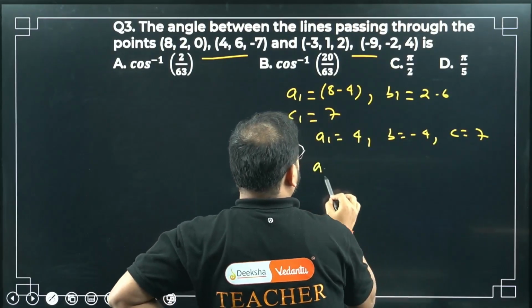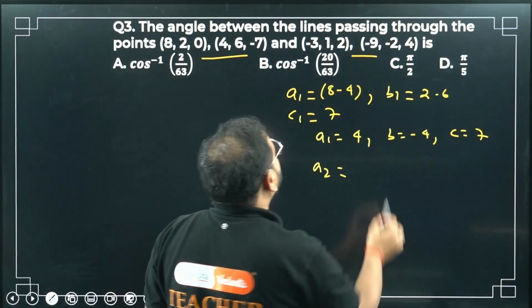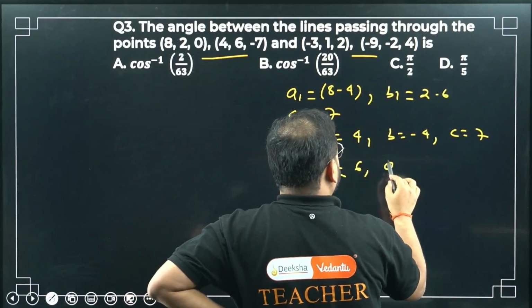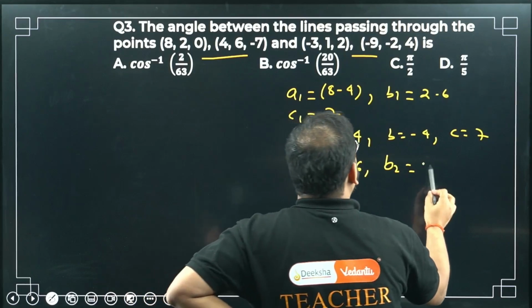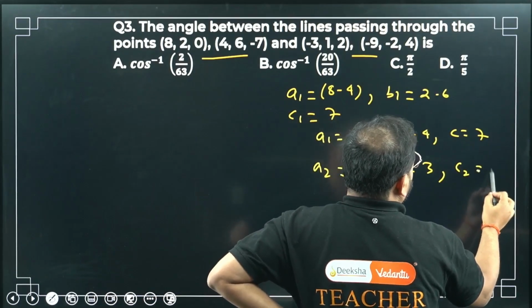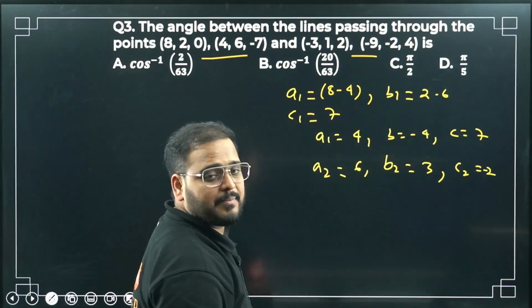Same way I'm going to write now my second set of direction ratios. Check here. A2 is minus 3 minus of minus 9, so plus 6. Now B2, please check. 1 minus minus 2, so plus 3. And C2 is 2 minus 4, so simply minus 2, okay.